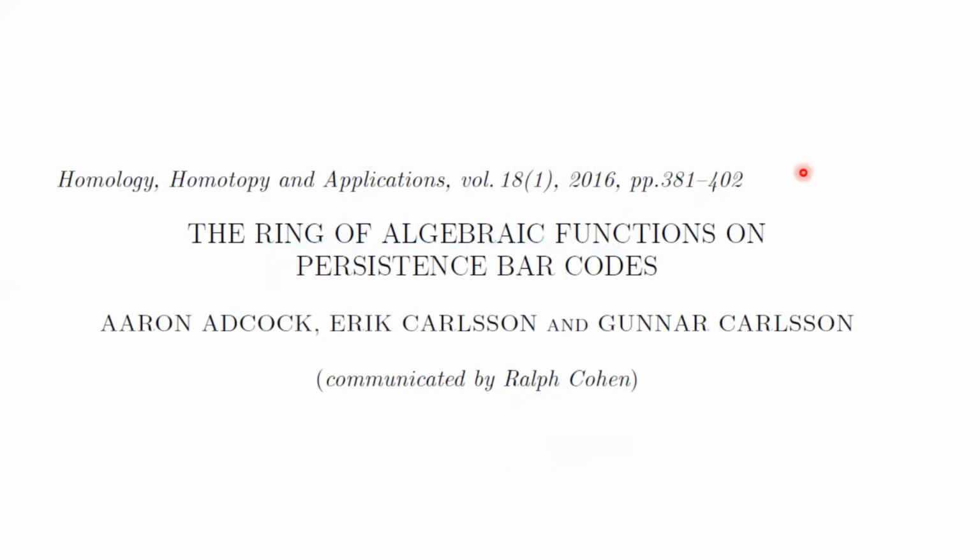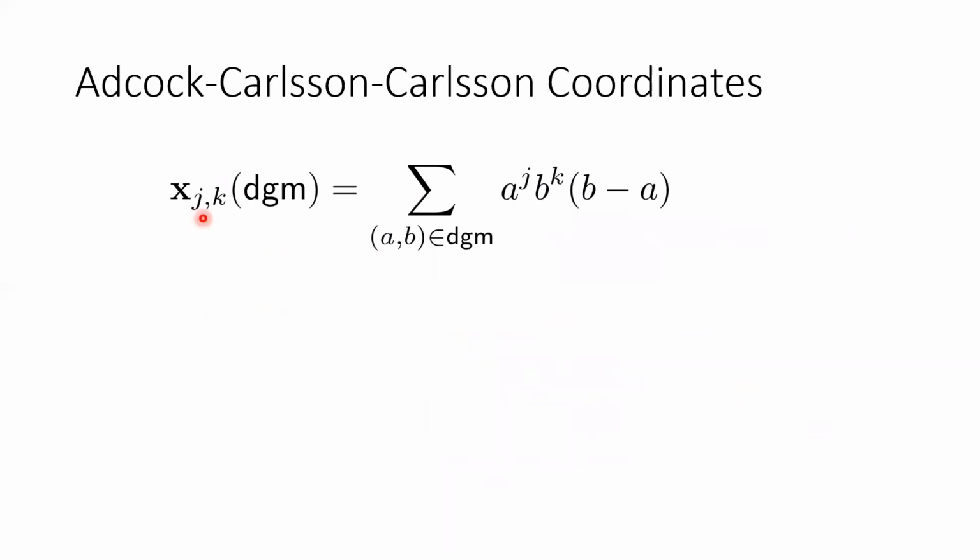Another type of machine learning application of topological features usually belongs to a different group of methods. And it's represented by this paper. The paper in question is the ring of algebraic functions on persistence barcodes. And what it does is, instead of turning the persistence diagrams into images like we've seen before, or using kernel methods, the idea is to compute functional summaries from the persistence diagrams. Let me explain what I mean. So the idea is to generate features which are informed by functions on persistence diagrams.